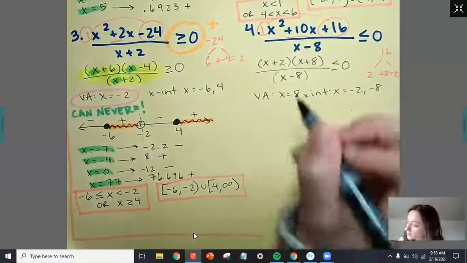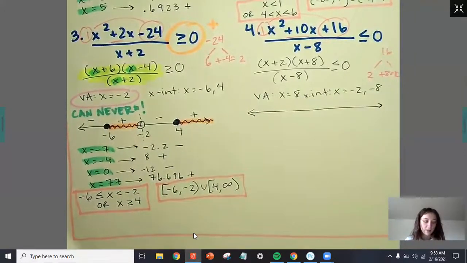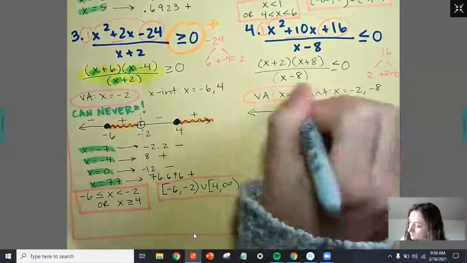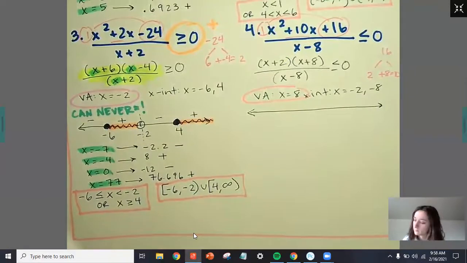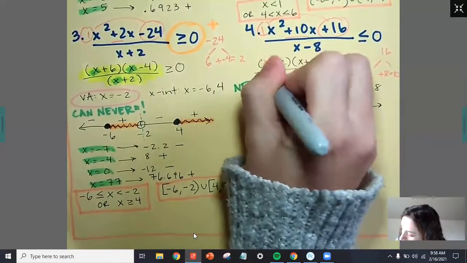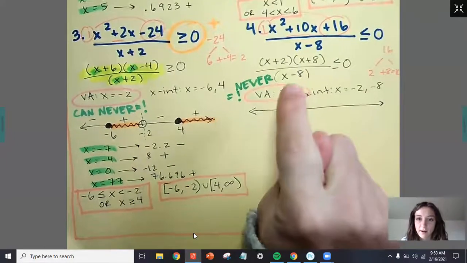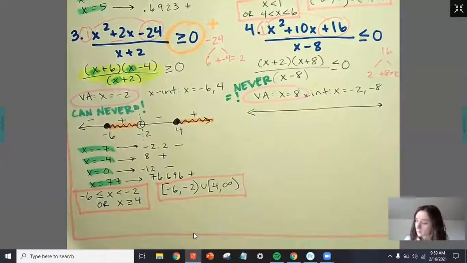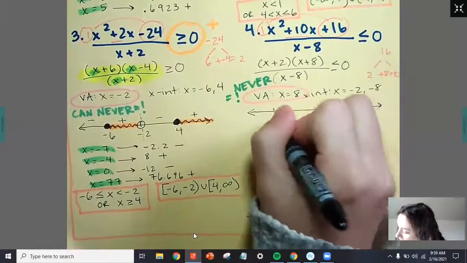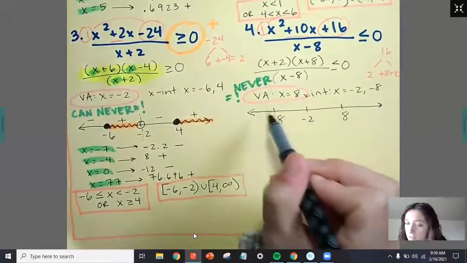All right, so let's go ahead and draw our number line. And keeping in mind that we can actually never touch that vertical asymptote. And that would be the same thing with a hole right there if we had a hole. So let's go ahead and make our number line here. We have -8, -2, and positive 8.